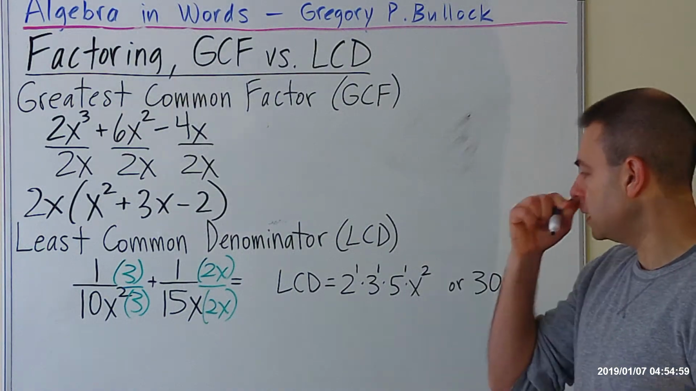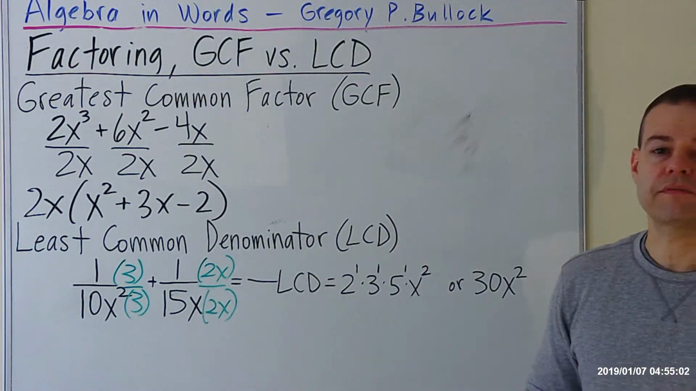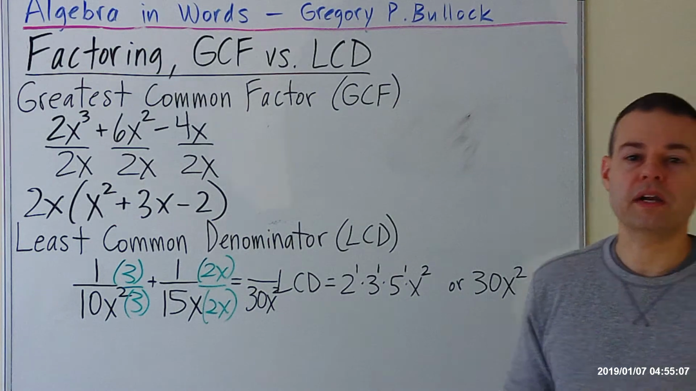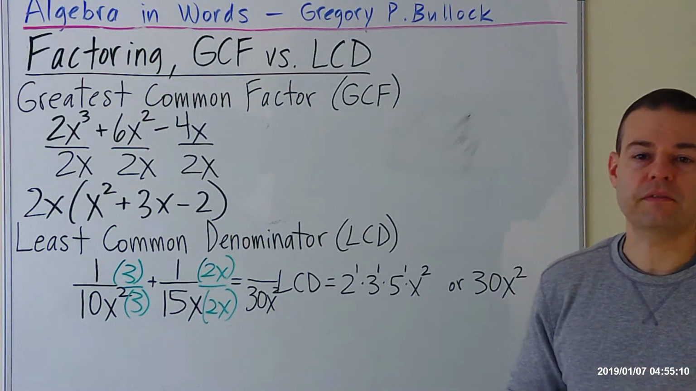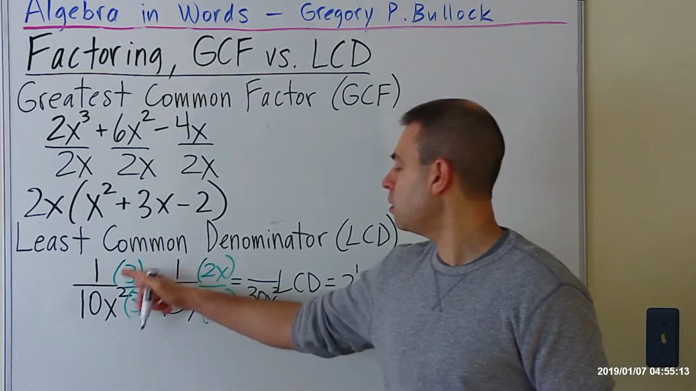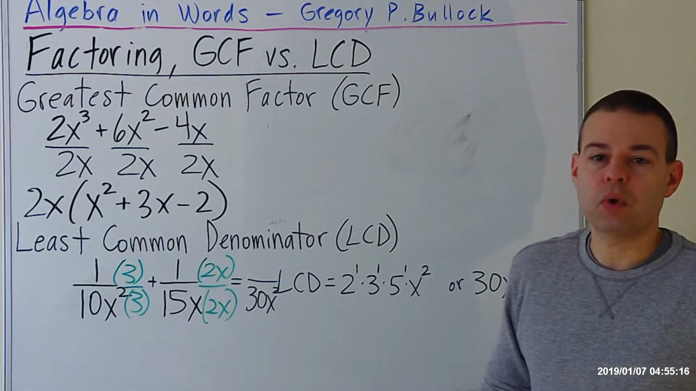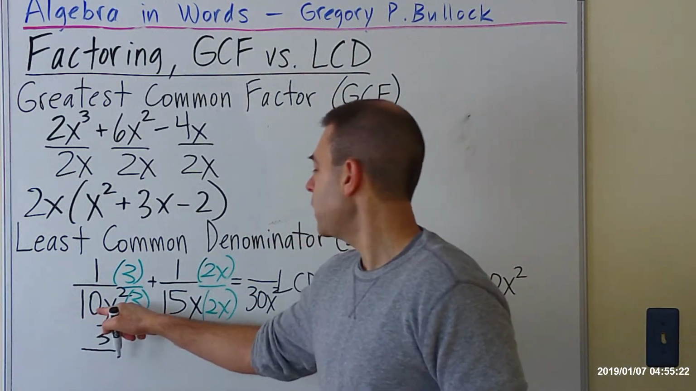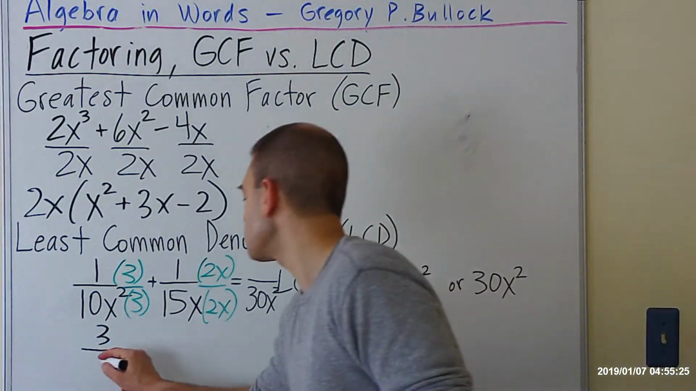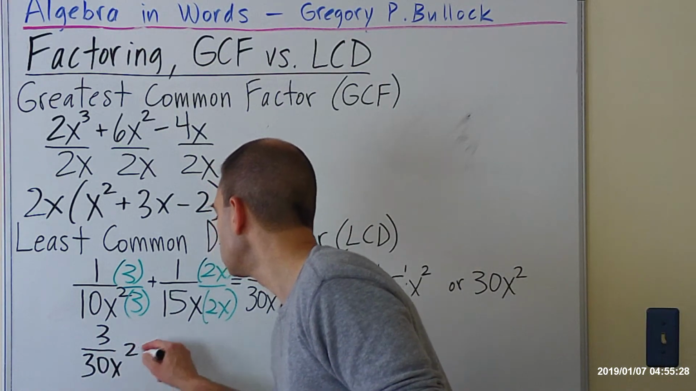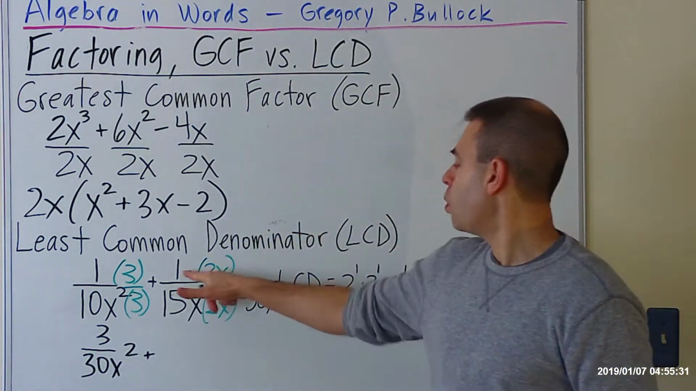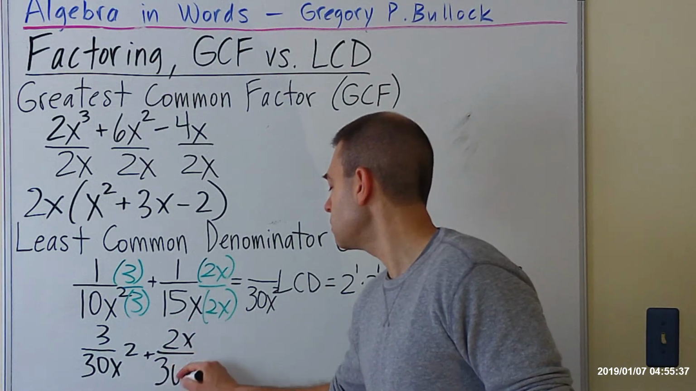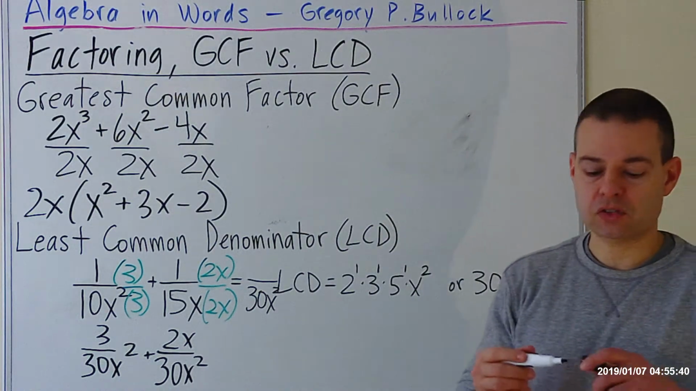Alright? So what I'm going to do here is write a fraction bar, and I'm going to write 30x squared, because that's where our final consolidated fraction and answer is going to be. But for now, in the line below, let's just write what we get when we multiply the top and bottom by the factors. 1 times 3 is 3, and 10x squared times 3 is 30x squared. Okay, bring down the plus. 1 times 2x is 2x in the top. 15x times 2x is again 30x squared in the bottom.